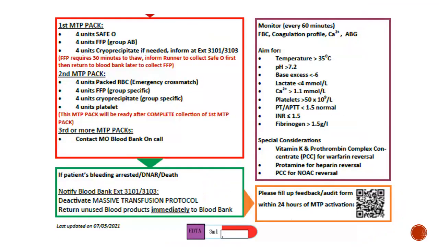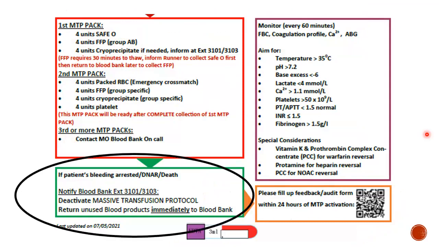All right. Then next, the MTP pack will include, O means packed cell. So usually it's packed cell, and then your FFP, cryoprecipitate, and then next it includes platelet, because by the time you have given this blood, the patient has lost so much blood, the patient tends to go into DIVC. So this is to correct the DIVC. After the patient's bleeding has been secured and the patient is stable, you need to remember to deactivate the MTP.